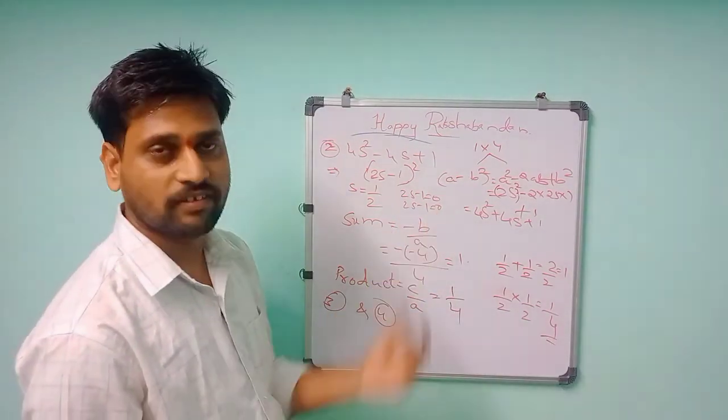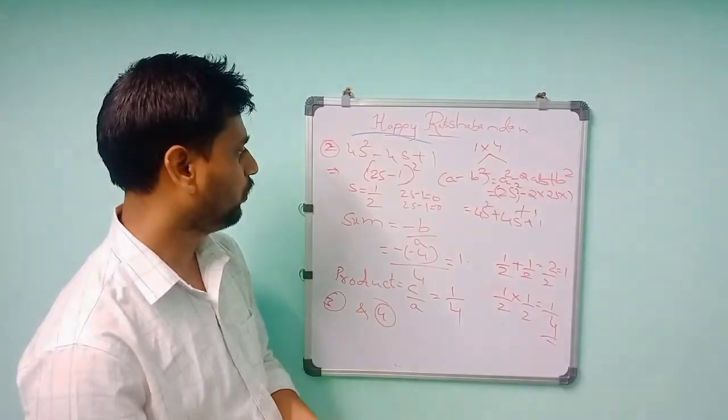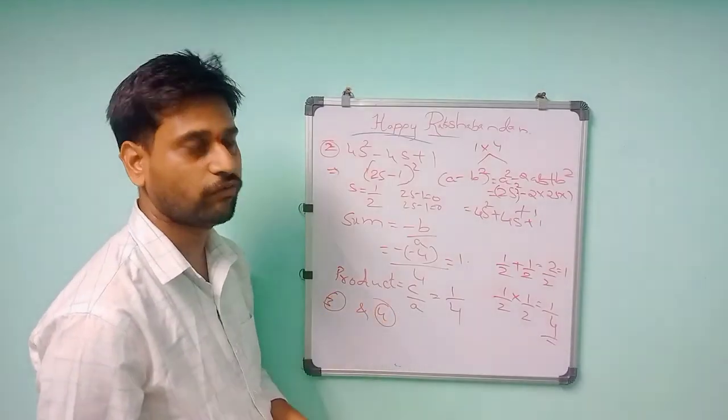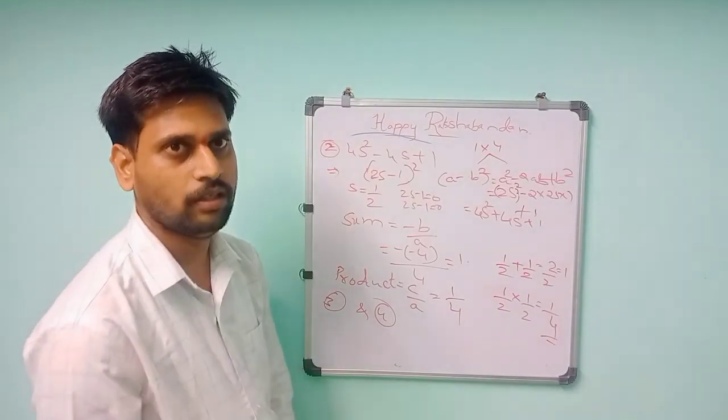So I think you understood this topic, the relation between the zeros and the coefficients. You only have to remember the formulas for the sum of the zeros of the polynomial and the product of the zeros of the polynomial.